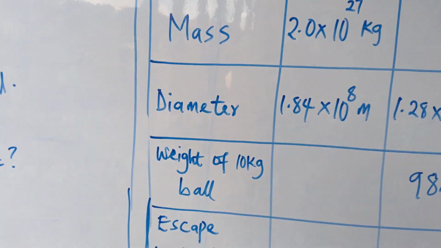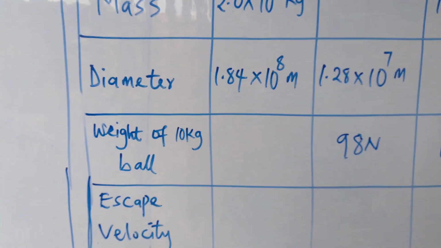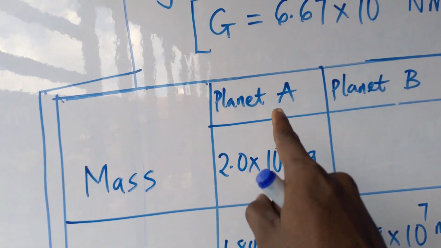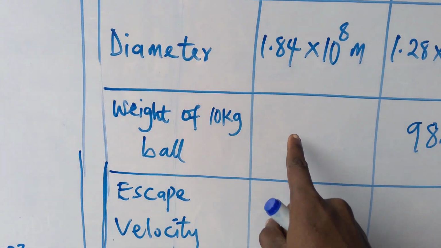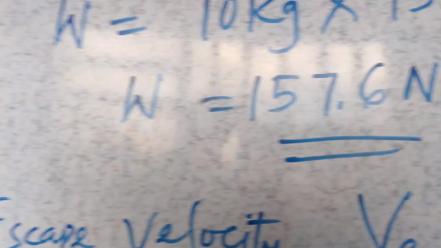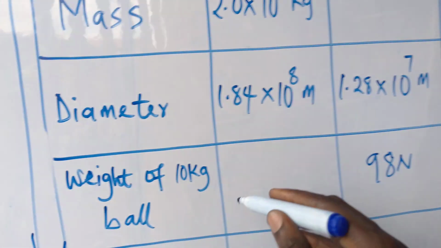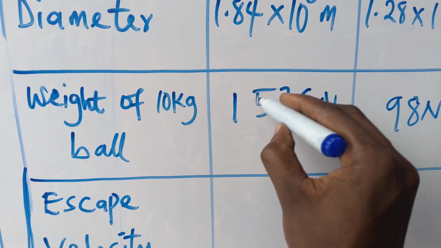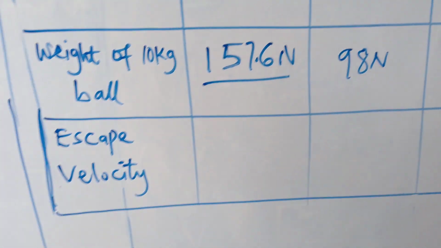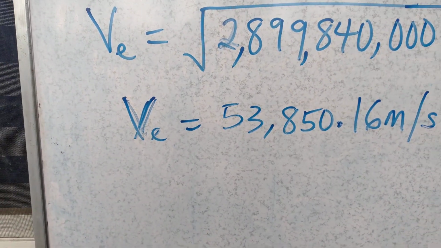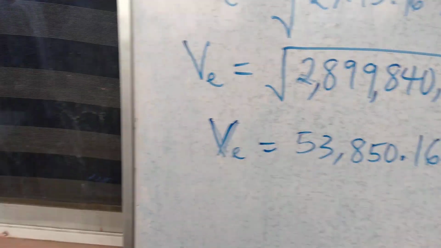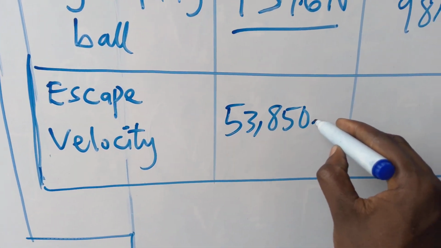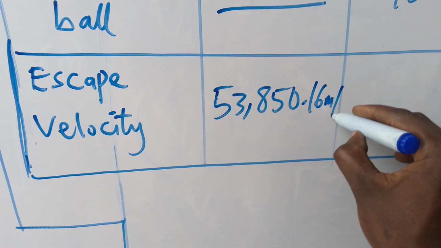Okay, and remember this was what we solved for planet A. We had the weight of planet A as 157.6 Newton, and then the escape velocity as 53,850.16 meters per second.